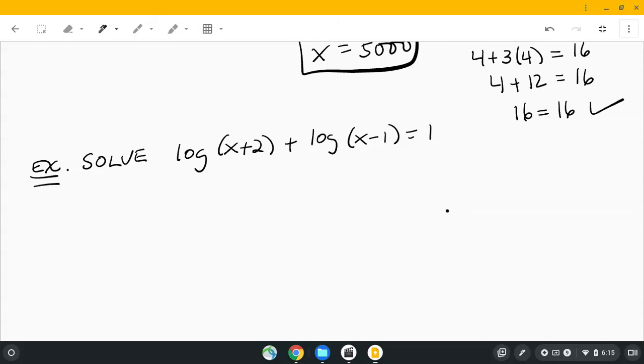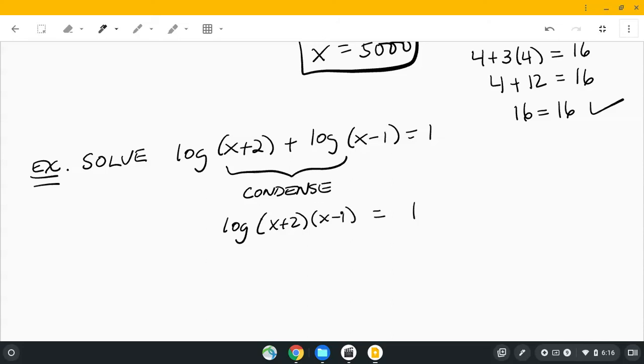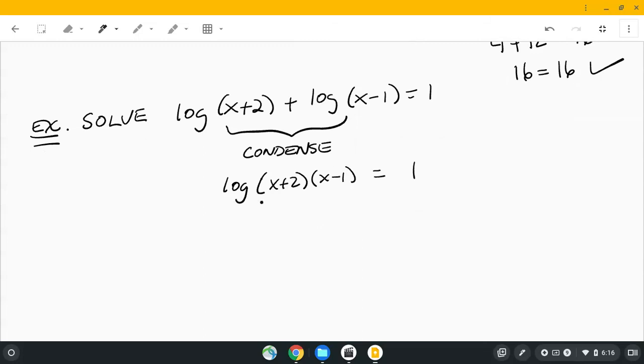Okay, so over here, we're going to condense this by using our properties. If you have the sum of two logs, then you can condense it to a single log of a product. Okay, so that's what we're going to do. Single log of the product x plus 2, x minus 1. Okay. All right, so now we have our single log, and this is base 10, so we're going to base 10 on both sides to cancel out the log. And we get x plus 2 times x minus 1 equals 10 to the first is 10.